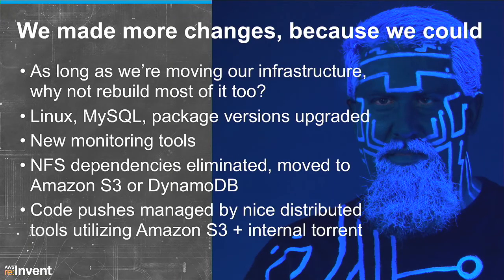We got rid of some of our NFS dependencies, moving them to S3 and Dynamo. Some of our code pushes previously were just pushed out on an NFS server, not very well distributed and a single point of failure. We switched it to using something that we completely rely on, which is Amazon S3, very high availability, and used an internal torrent to distribute our code.